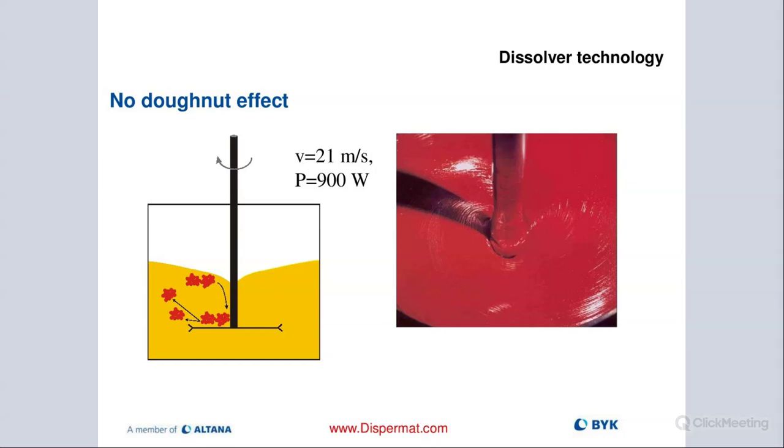But just because you don't see the donut in this case doesn't mean you're not de-agglomerating, okay? It just basically means that there is something going on with the viscosity of our material, because we have the 21 meters per second and the 900 watts of energy, which appears to be optimal.